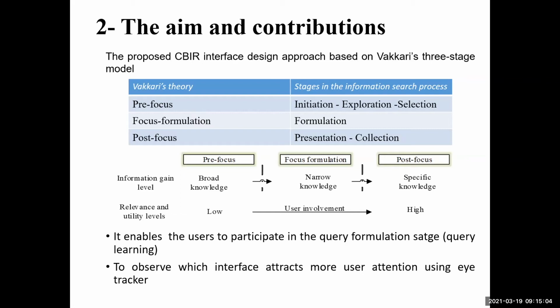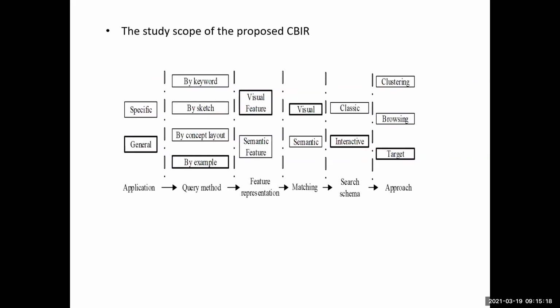This study was built to observe which interface attracts more attention. We used two biosensors, the eye tracker and the GSR sensor. The system is built for general applications, and we use query by example in this case. The visual features are extracted for the interactive active learning model. We don't use browsing or clustering in this study. We only targeted the top-ranked 20 images for selection.